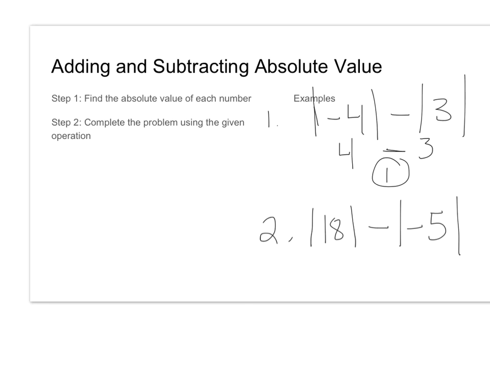In example 2, we have the absolute value of 18 minus the absolute value of -5. Again, we want to first find the absolute value of each number. The absolute value of 18 is 18. Keep our subtraction sign. What is the absolute value of -5? It's 5 spots from 0, so it's going to be positive. Remember, distance is never negative. So then 18 minus 5 gives you 13.